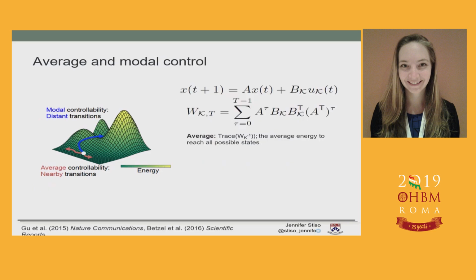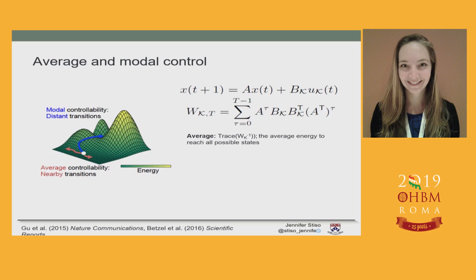Mathematically, average controllability is based off of the T-steps controllability Gramian, which is given up here by W. Really the only important thing you need to know about the Gramian is that it incorporates A, which is your structural connectivity, and B, which is the regions you want to control. So those are the things that it depends on. And mathematically, this is the same as the average energy to reach all possible states. It's also the area under the curve of the impulse response to your system, if you like to think about impulse responses.